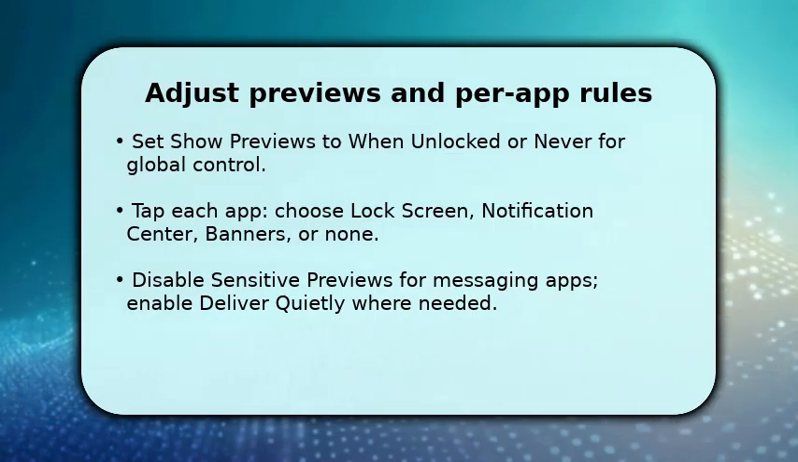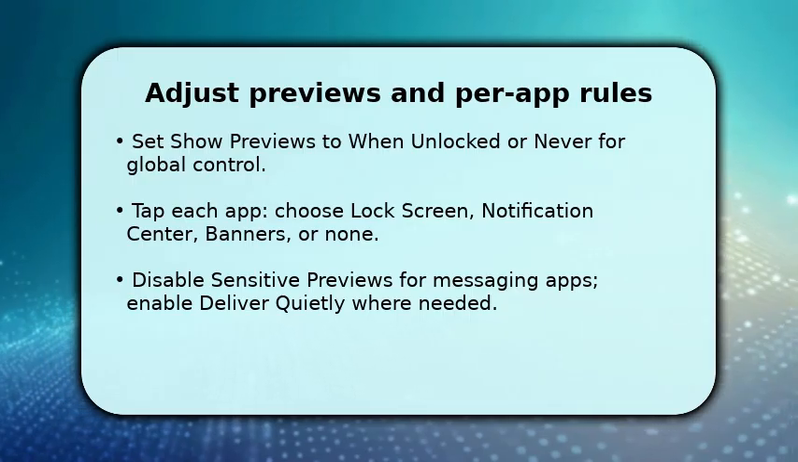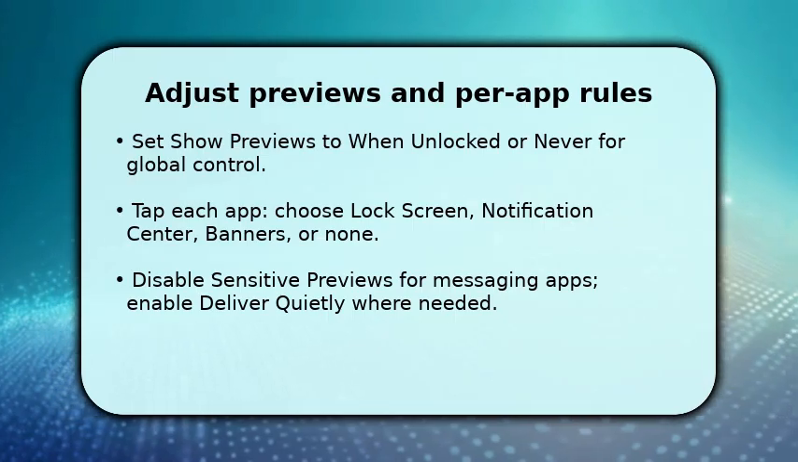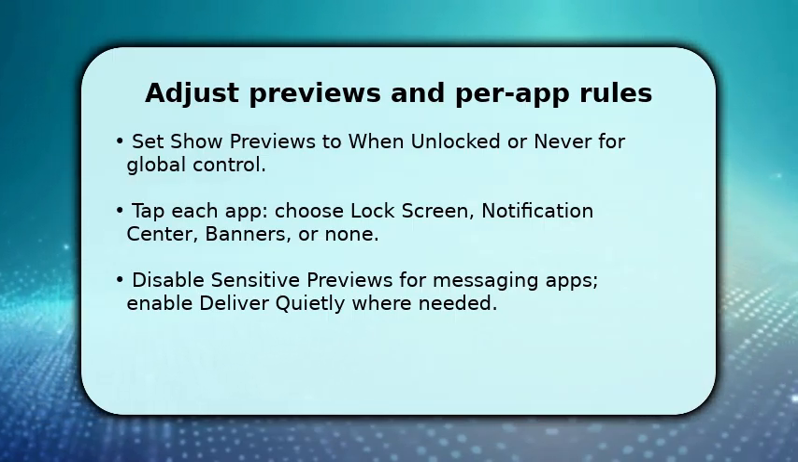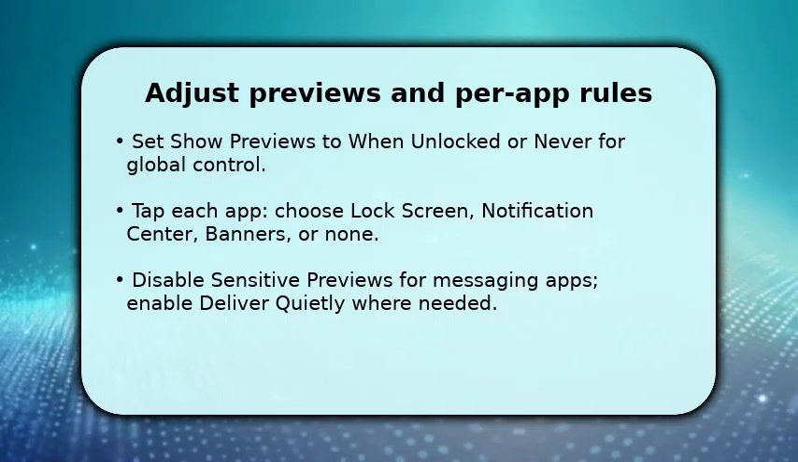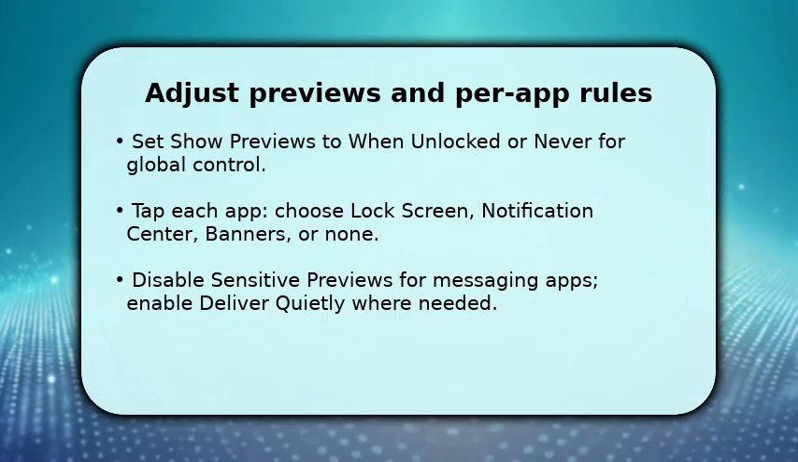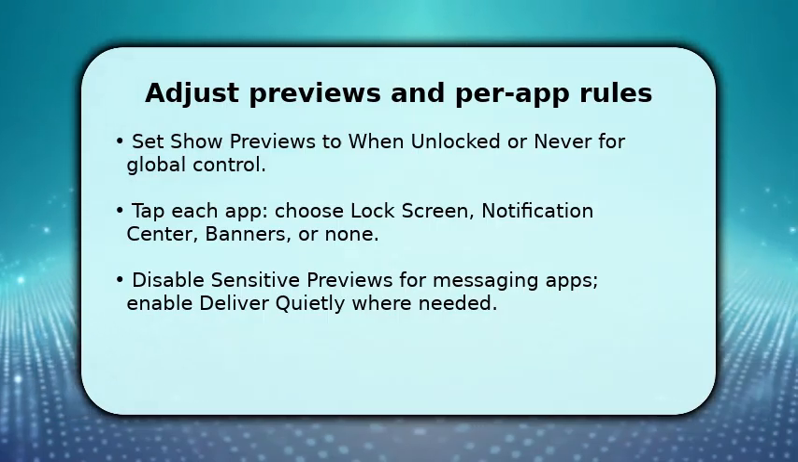Then, scroll Apps and pick Per App Settings. Turn off lock screen for apps that shouldn't announce anything, disable banners for noisy apps, and toggle Deliver quietly when you want alerts stored without interruption. Make sure to save attention for messaging apps. Sensitive previews are the main leak, so restrict them.